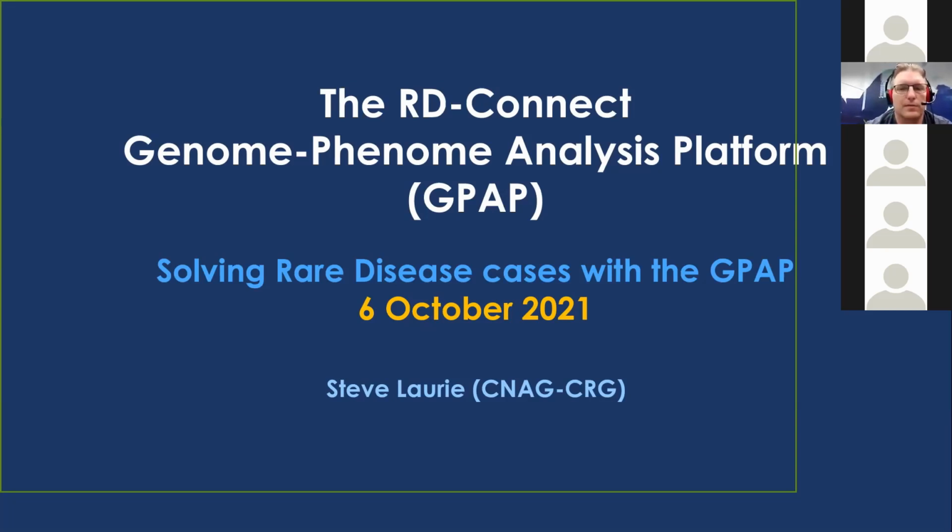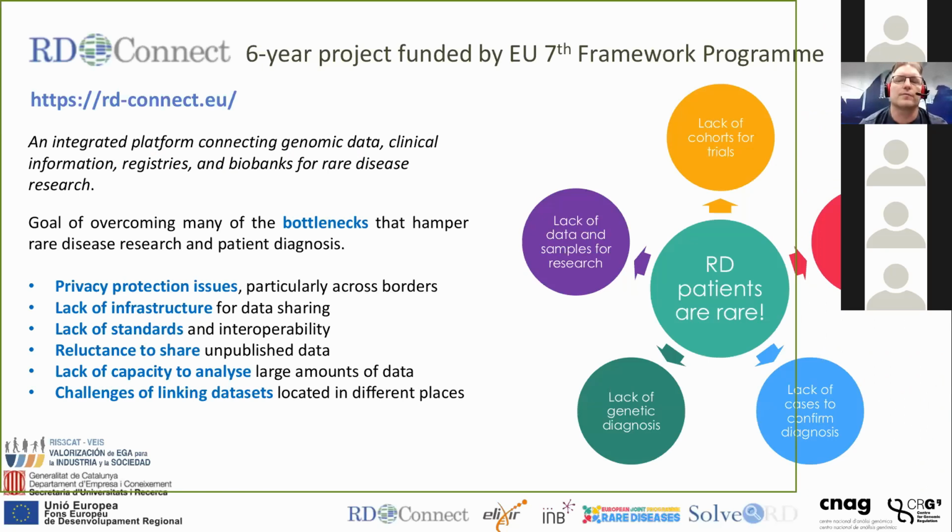So thank you to everybody for joining today. I'm going to show you how to solve rare disease cases with the GPAP. So first, a little bit of background. The GPAP was originally developed within the RD-Connect project, which was a 6-year EU framework program project. And the objective of the project was to generate an integrated platform connecting genomic data, clinical information, registries, and biobanks for rare disease research. Essentially, what we were trying to do is overcome a number of barriers.